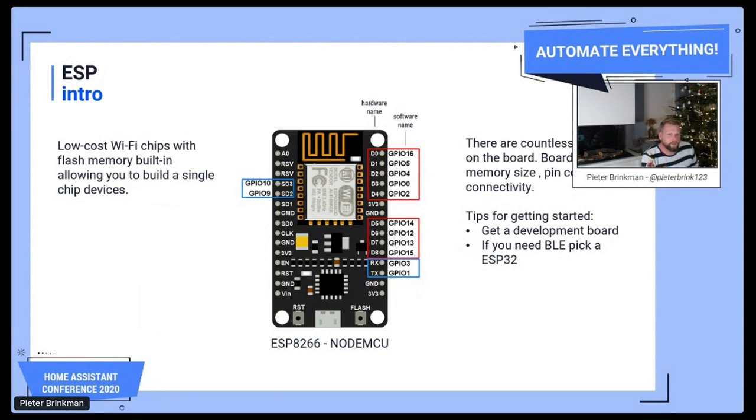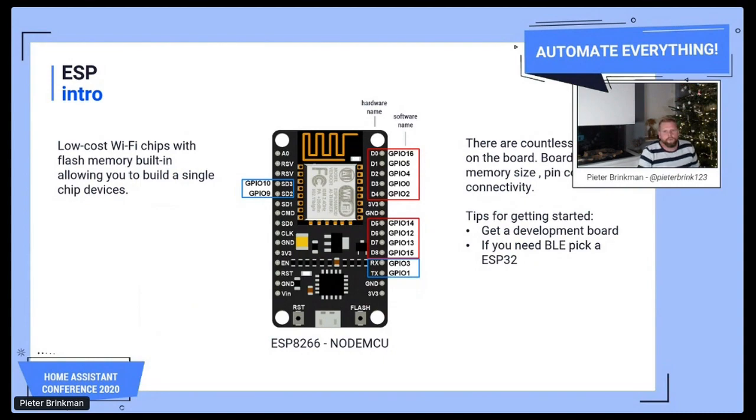A few pointers here. I advise you to use a development board because they come with USB-C and the pins are pre-soldered. So there's no soldering needed and you can just start using it instantly. If you want to do things like I did with the flower sensors I have here in my home, using Bluetooth, then you need to use an ESP32 board.